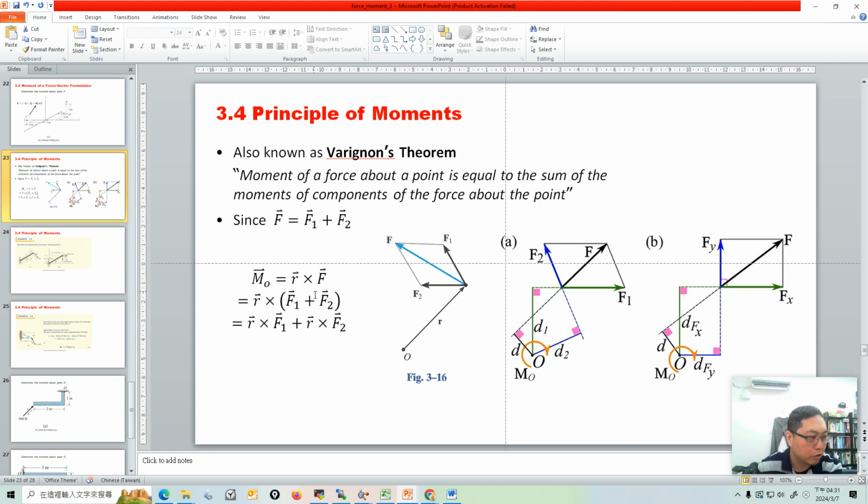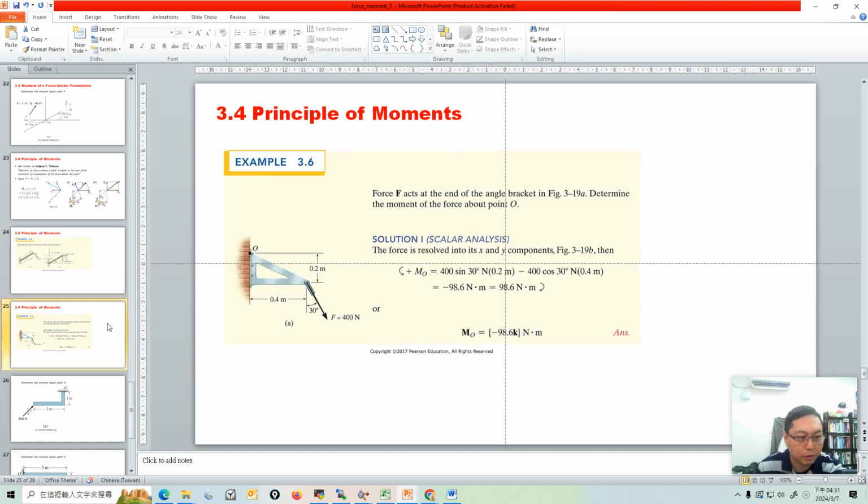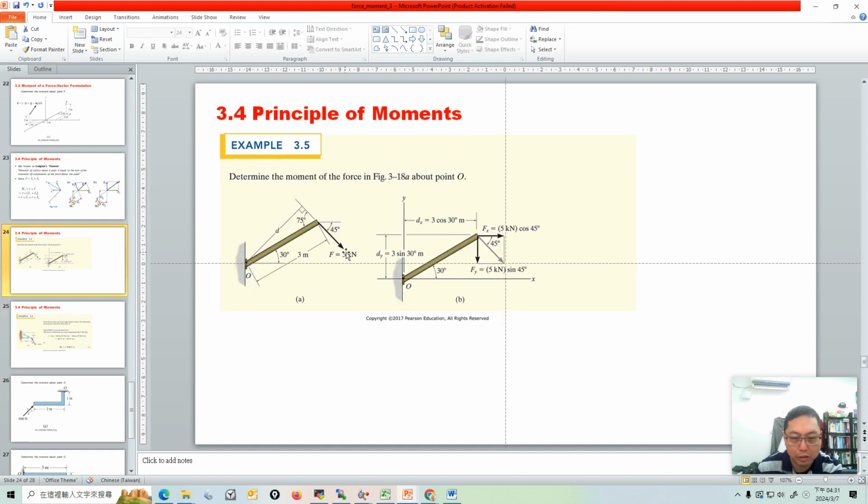Here is an example problem. I don't want to go into too many details for these simple questions. It just lets you practice decomposing the force and then calculating the moment. For example, in this problem, the force is 5 kilonewtons, and I want to calculate the moment caused by the force with respect to the point O. In a 2D case, we just find a lever arm. The force is here and the reference point is here, so we draw a line of action here.